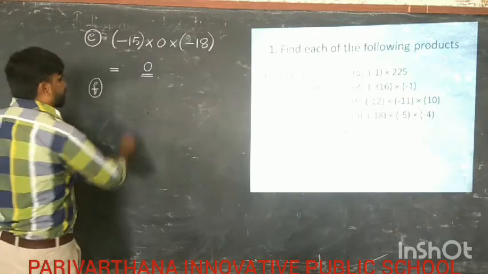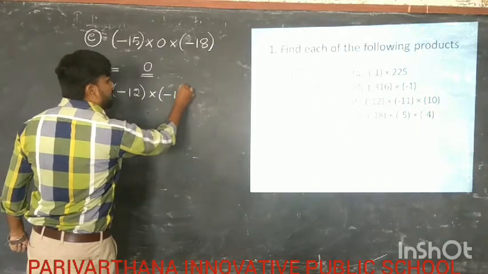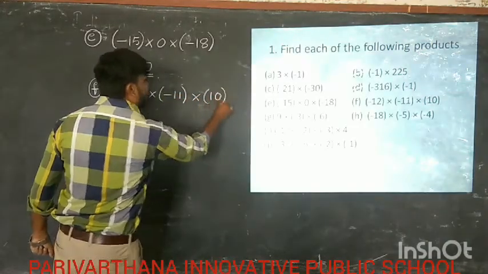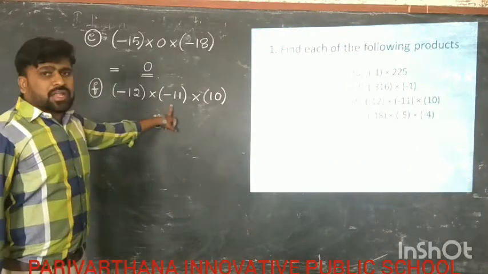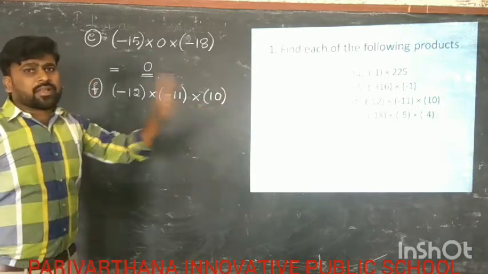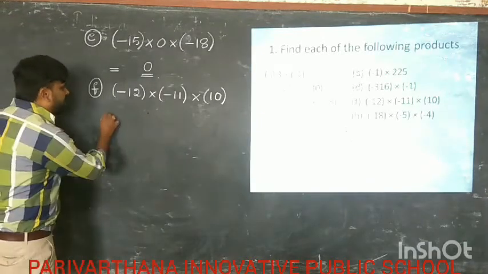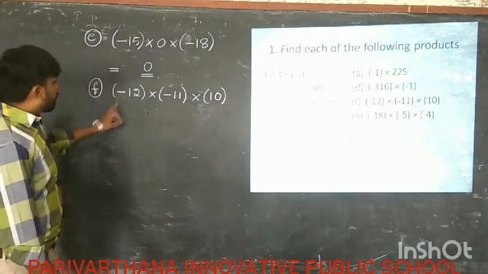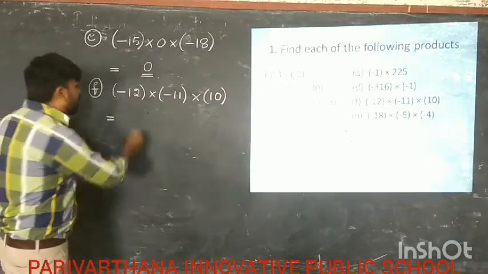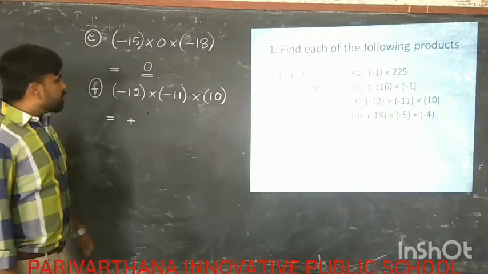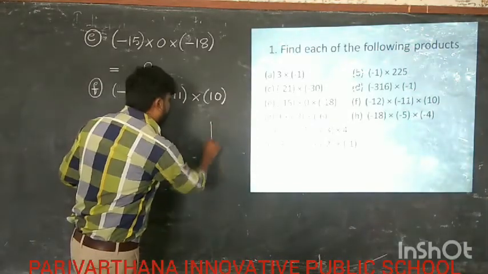Clear? F. That is minus 12 times minus 11 times plus 10. Clear? Here is the multiplication of three integers. Now it comes in two steps. Here the first two numbers: minus 12 times minus 11. Minus into minus is plus. Clear? 12 times 11, you can do rough work.